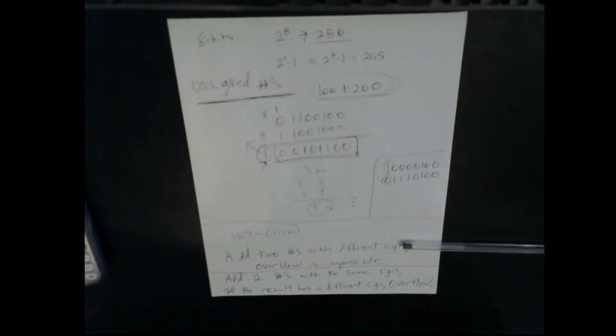So there's two different cases. If you add two numbers with different signs, there's no way you could overflow. But if you add two numbers with the same sign, if the result has a different sign than those two numbers, an overflow occurred. That's how you check. All right, just wanted to put that out there because there might be something about detecting overflow.